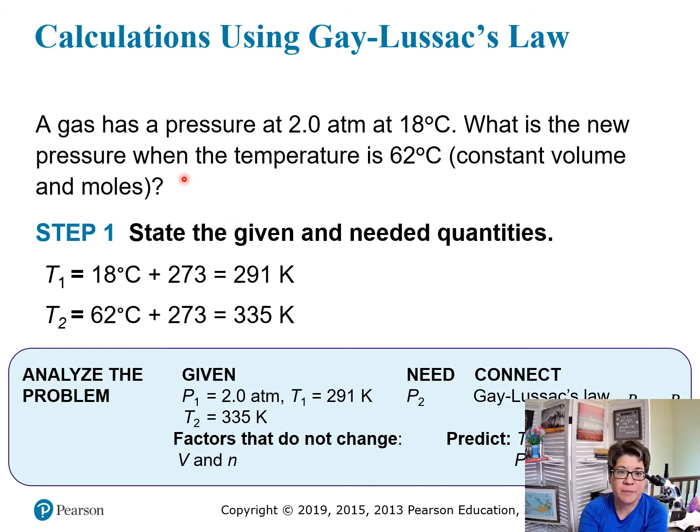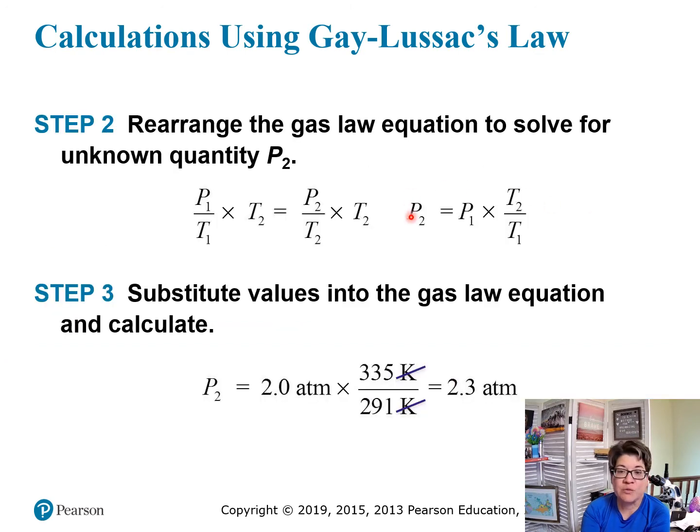Okay, so here's our first example. We have a pressure of 2 atmospheres and 18 degrees Celsius in our gas. What if we increase the temperature to 62 degrees C, but we kept volume and amount, moles, the same? So first we do need to change this to Kelvin. So we're going to change both of them to Kelvin, and then here's our given, here is our given T2, and then we're looking for pressure 2. So we would rearrange it for pressure 2. We would plug those in, and our final answer would be 2.3 atmospheres.